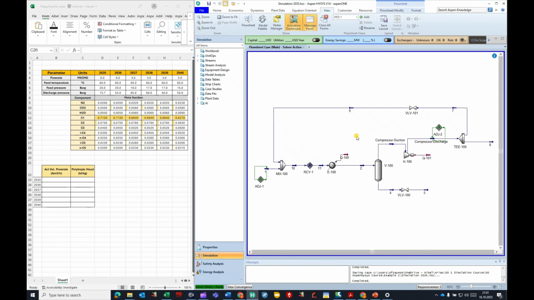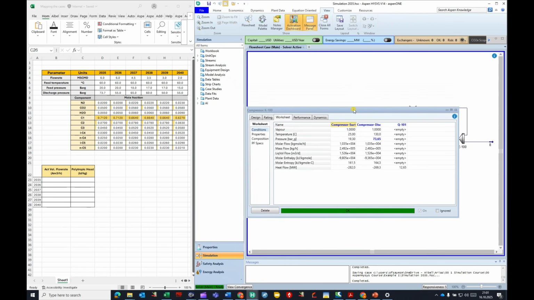This is the simulation which was made in the last session, and it was for the design case, and I labeled it 2035, and you can see also the other cases here. So before making the other cases, I need to write down 2 parameters.